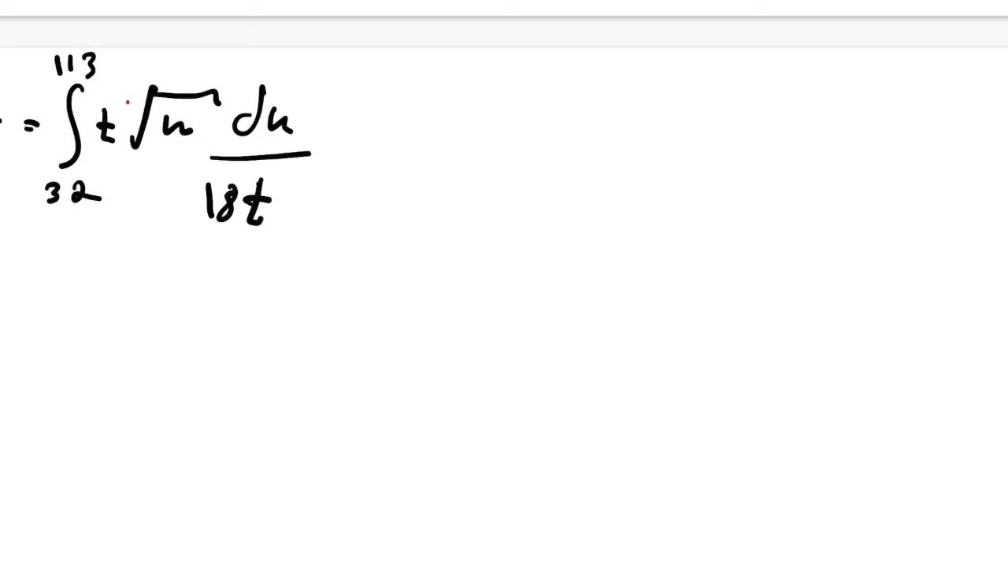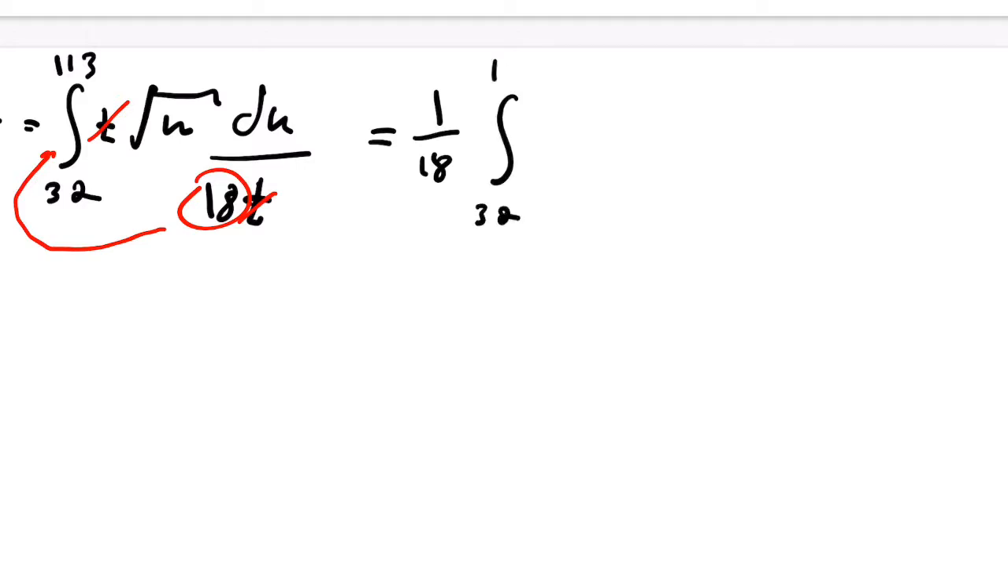We have a t in front of the radical u. We also have a t in the denominator here. So those t's will cancel out. And this 18 that's in the denominator, we can move out front of the radical as a coefficient. That means our integral is 1/18 times the integral from 32 to 113 of radical u du. I'm going to rewrite this radical as a 1/2 exponent.